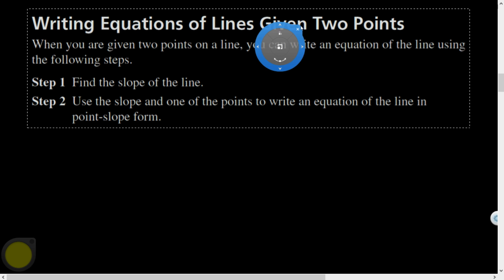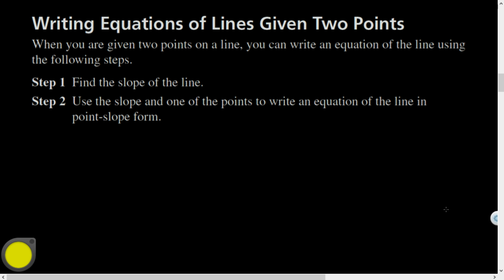Let's see, here's a little trick. You guys already have this on your paper. It says when you are given 2 points on a line, you can write an equation of the line using the following steps. So if I'm given 2 points, the first thing I do is find the slope using slope formula. So that's M equals Y2 minus Y1 over X2 minus X1, okay? Step 1, find the slope. And then step 2, use the slope and one of the points, so that's either one, I want to point out, to write the equation in point slope form. And point slope form is Y minus Y1 equals M parentheses X minus X1.